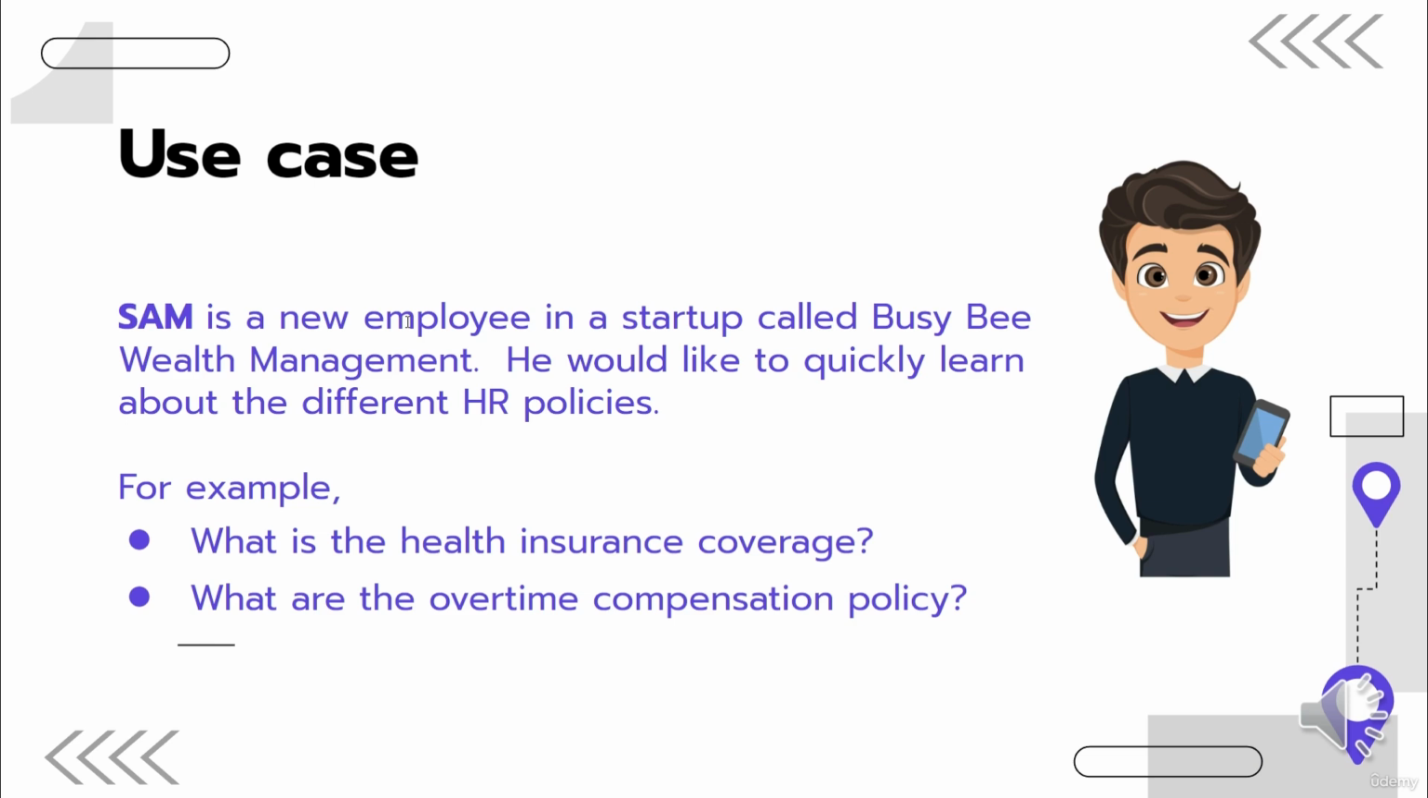Next, Sam wants to know about the company's overtime compensation policy. He knows that startups can be demanding, and he wants to make sure that he's fairly compensated for extra hours he puts in. Once again, the AI assistant is able to quickly provide the detailed information that he needs. So thanks to the AI assistant, Sam is able to quickly learn about the different HR policies at BusyBee Wealth Management, allowing him to focus on his job and contribute to the company's success.